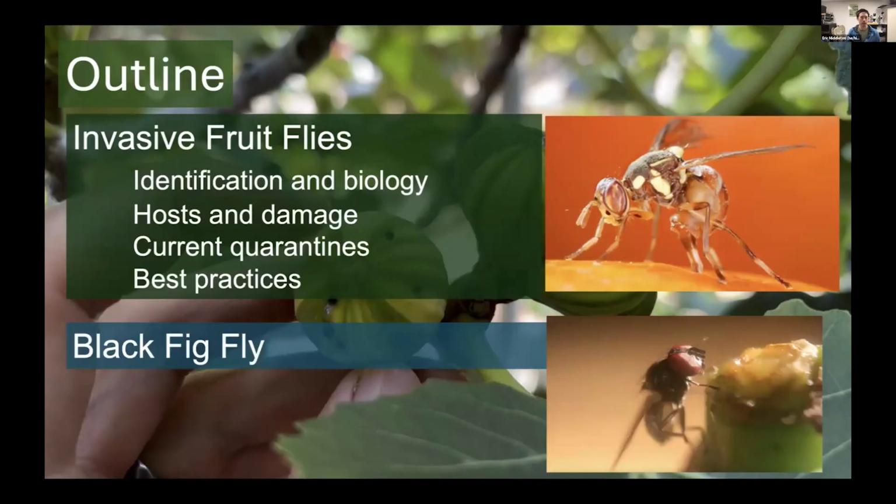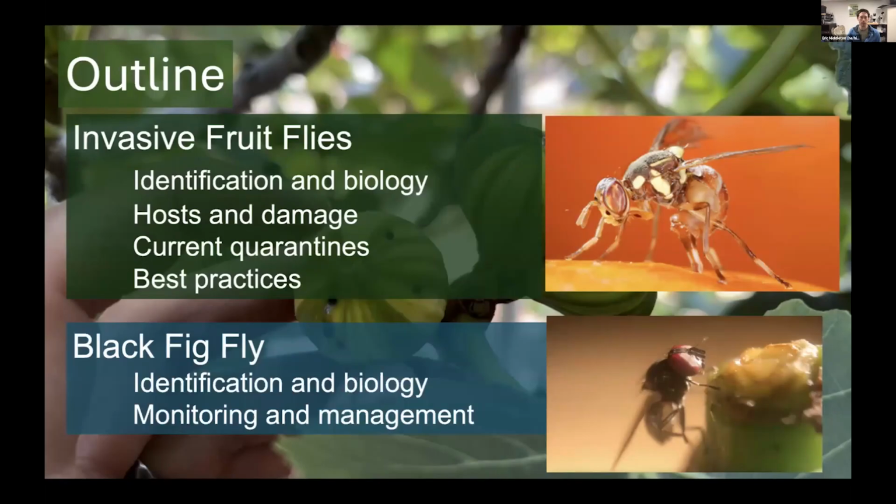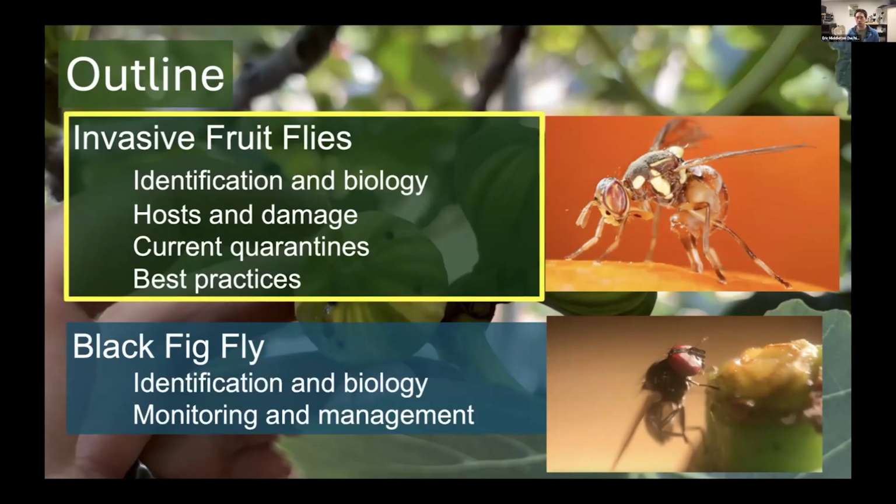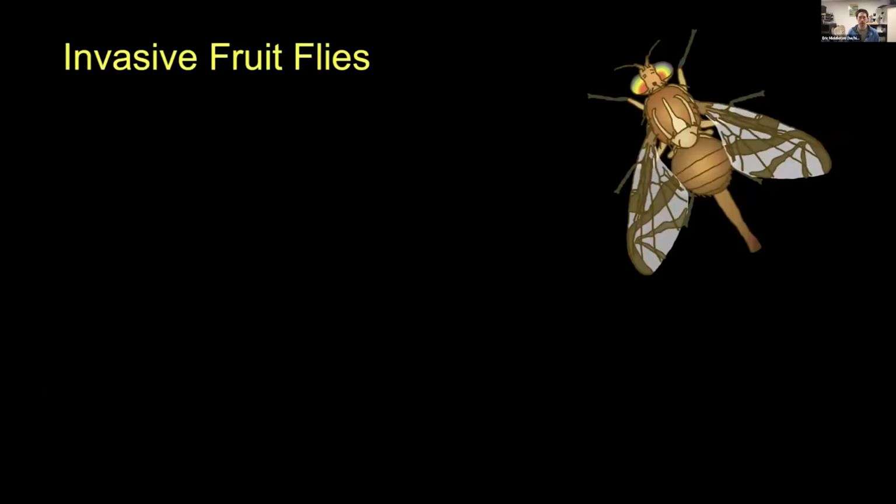Then I'll talk a little bit about black fig fly, which was also pictured in the background of this slide. For black fig fly, we'll talk about identification and biology, and then a bit more about monitoring and management, which unfortunately there still isn't a lot of good information on. That's something that research is ongoing with. But let's start off with these invasive fruit flies.